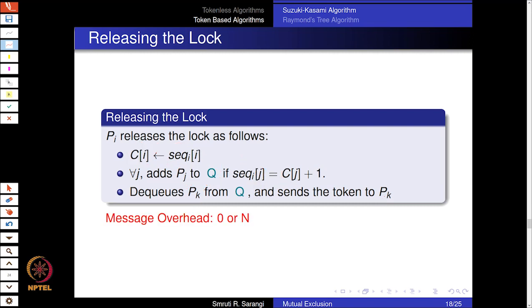Alright. So what is the message overhead? Well, if I am the process and I have the token, I immediately grab it. Otherwise, it can be n. So n basically means that I send a message to n-1 other processes. And then ultimately one of the processes sends a token back to me. So it's n-1 plus 1. As simple as that.